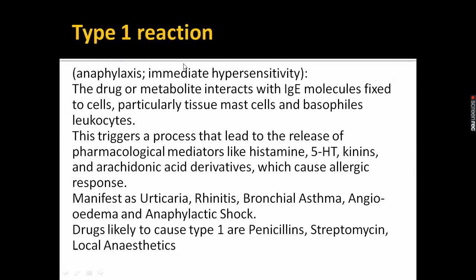So type 1 anaphylaxis or immediate hypersensitivity reaction. The drug or a metabolite interacts with the IgE molecules fixed to the cell, particularly the tissue mast cells and the basophils. So this triggers the process, and that can lead to the release of pharmacological mediators like histamine, 5-hydroxytryptamine, kinins, arachidonic acid derivatives. All this. So manifestations here are in the form of urticaria, rhinitis, bronchial asthma, angioedema, and anaphylactic shock.